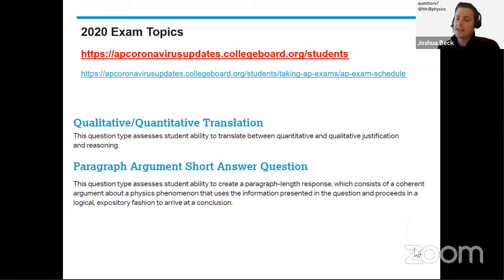What we're going to be looking at today, and then throughout the week and then into next week as well, is some of the previous free response questions. The questions on the 2020 exam are going to fall into these categories here.